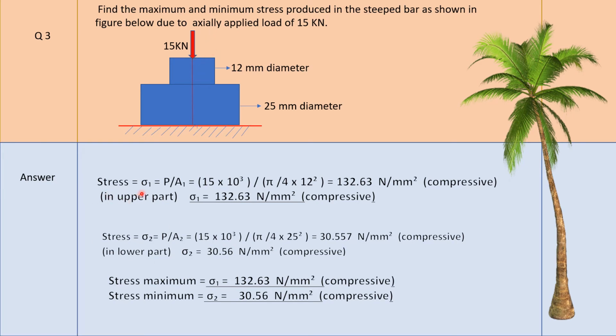Now stress in the upper part, sigma 1, will be equal to P divided by A1. P is 15 kilonewton, convert it into Newton, so 15 into 10 raised to 3, divided by area, which will be pi by 4 into, for the upper part diameter is 12, so 12 square. Put the bracket in the top also in the denominator, press the buttons and do the calculations, and see if you get the answer 132.63 Newton per mm square. The force is compressive, so the stress also will be compressive.